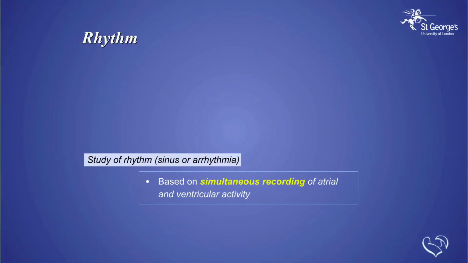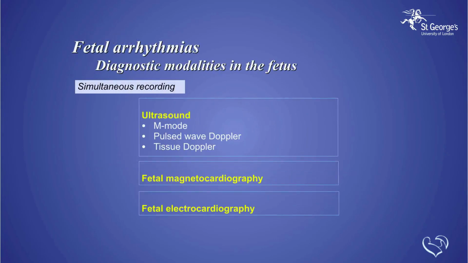So how to assess without just looking and observing a normal regular rhythm? We have to have a method that assesses simultaneously, and it's very crucial, this simultaneously, the atrial and ventricular activity, so we can see how they are coordinating. There are different methodologies for looking at that. Ultrasound being the most important for us here. There is fetal magnetocardiography, which is based on magnetic field, and fetal electrocardiography. They have their problems and they're not widely used.